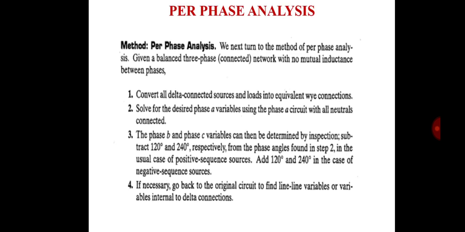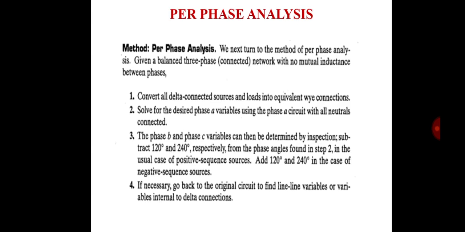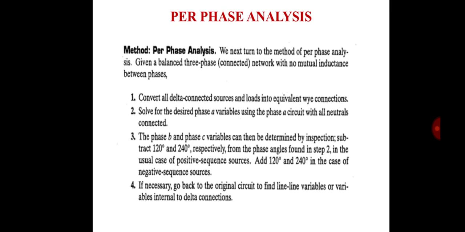Okay, if necessary go back to the original circuit to find line variables or variables internal to delta connections. If we have not found step 1, step 2 and step 3, then we go to the network. Given the network, we find the variables of phase A, phase B and phase C.